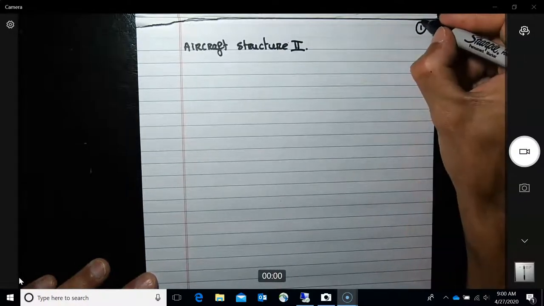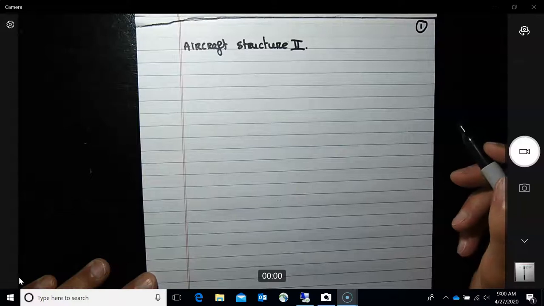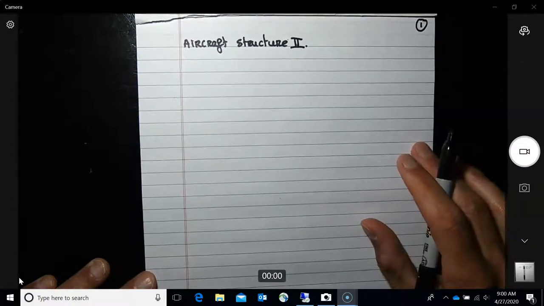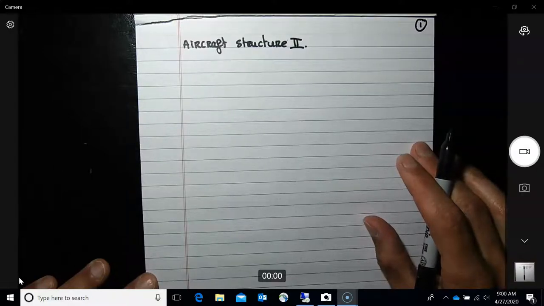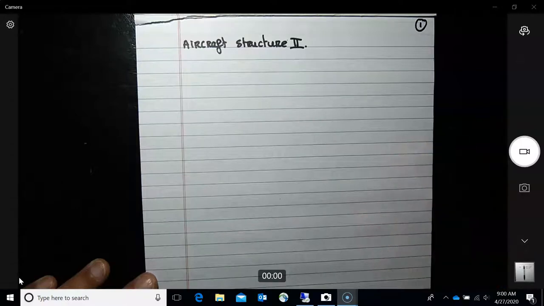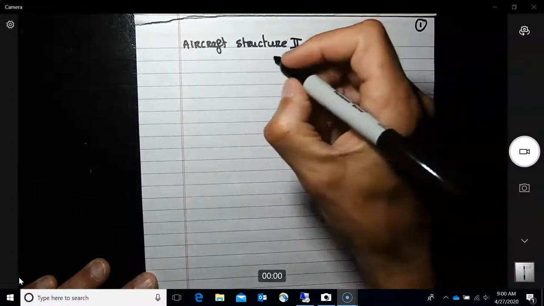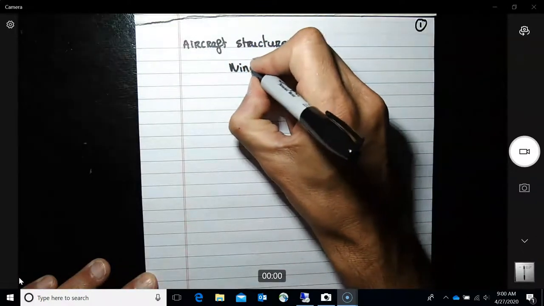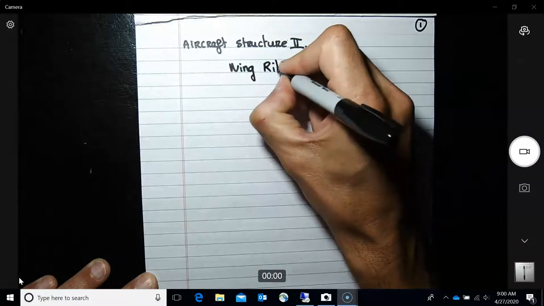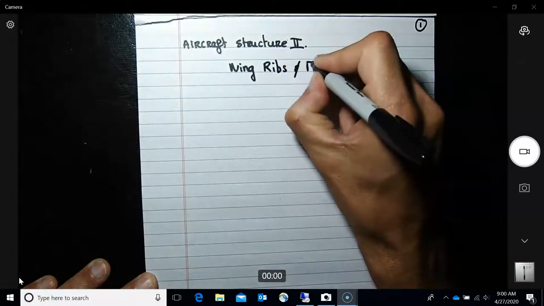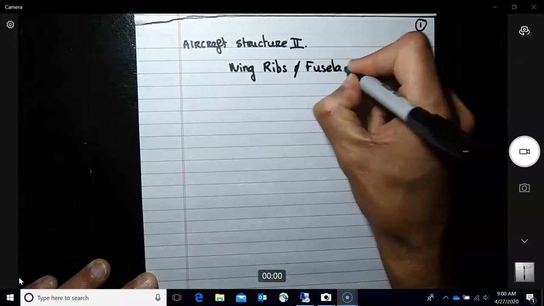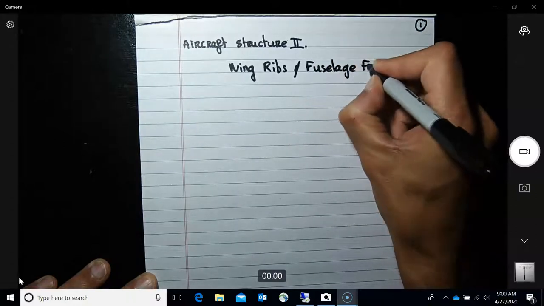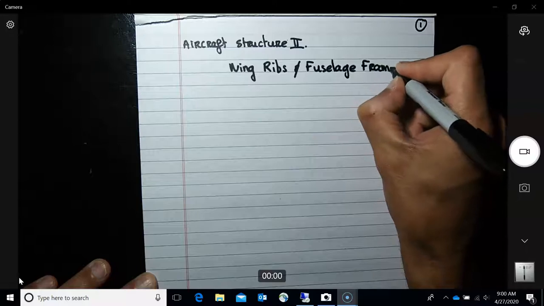So this course is a continuation of Aircraft Structures 1, and I'm going to start with a simple lecture because I think it's a good fundamental about the basic principles of structural design. So the first lecture will be on wing ribs and fuselage frames.